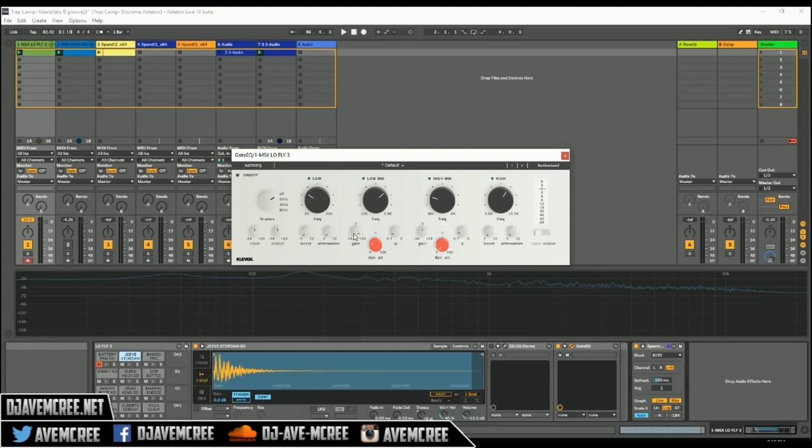So what I'm going to do is go and reset that and reset this. Yes, you can double left click on these and they reset the parameters. So that is a really good look. Now we're going to mess with the high mids.